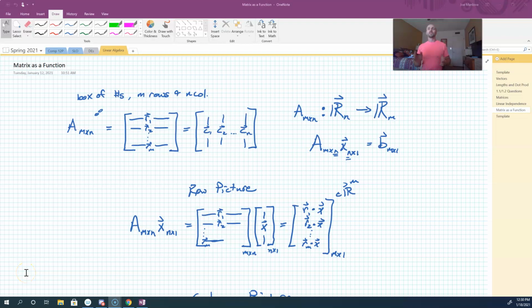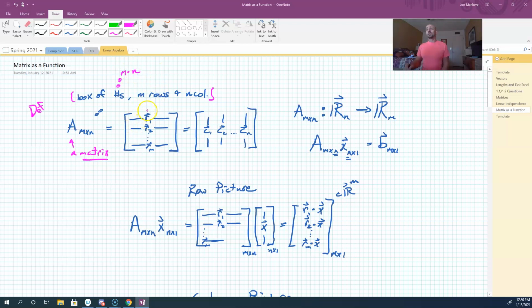Hey all, let's talk about a matrix as a function. So first things first, a definition of a matrix. An M by N matrix, in other words I'm defining the word matrix here, is a box of numbers, M rows by N columns, that's rows by columns there. So that's going to have M times N numbers in it.